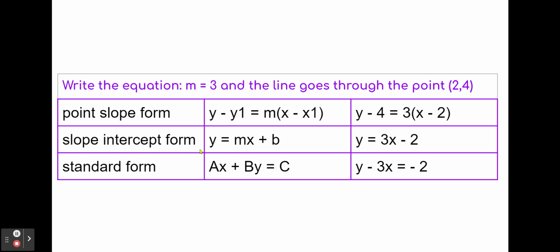Our slope-intercept form, here's our formula. This is what the equation looks like if your m is 3 and your point is 2 and 4. You have to figure out of 2 and 4, which one is your y-intercept here. Where does it cross the y-axis? Our standard form, ax plus by equals c. Here is our equation for a slope of 3 and going through the point 2, 4.